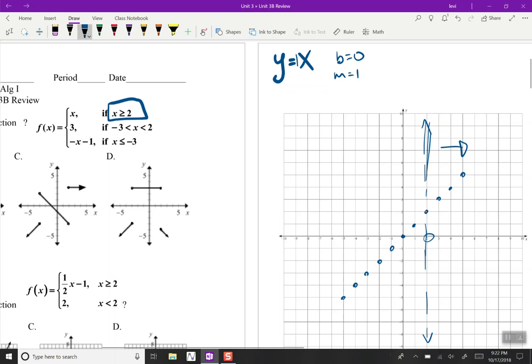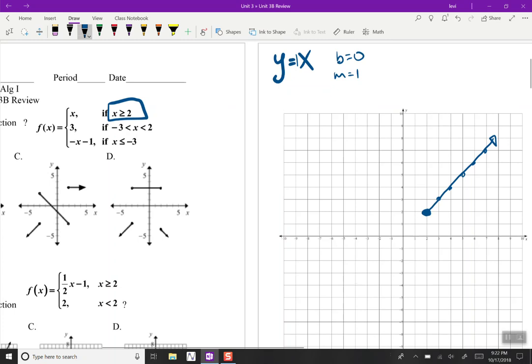When x is 2, y is 2 here, so I'm making a closed circle to include that, and I don't want any of these other points that are less than 2, because again our constraint says we just want values of x that are greater than or equal to 2. So I'll erase the rest of this and continue a couple more points going this way, and we've got that portion of our graph.